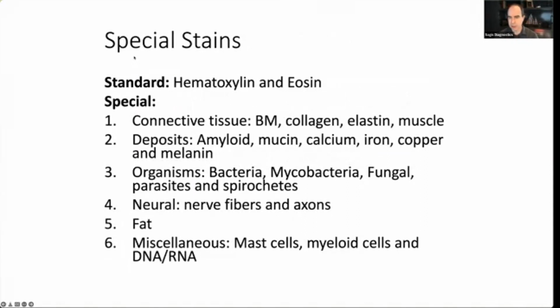We can highlight connective tissue, including basement membrane, collagen, elastin, and muscle for different disorders. Deposits: we can detect amyloid, mucin, calcium, iron, copper, melanin, organisms, different bacteria, mycobacteria, fungal, parasites, spirochetes. We can look at nerves. We can look at fats with different special stains. And then we can look at targeted cells, for instance, mast cells, myeloid cells, melanocytes. We have different stains, either conventional stains or immunostains, to help us.